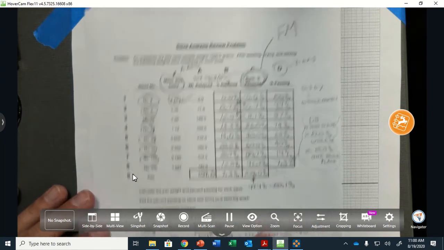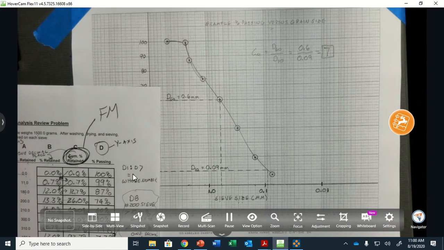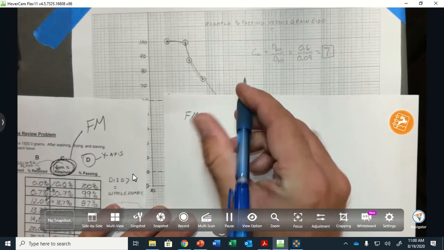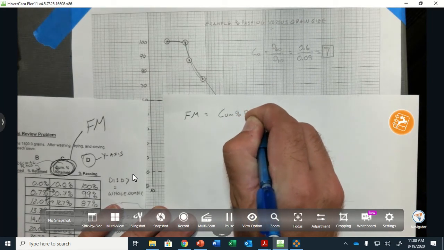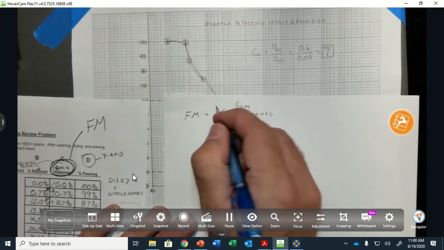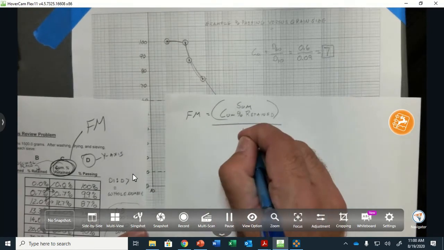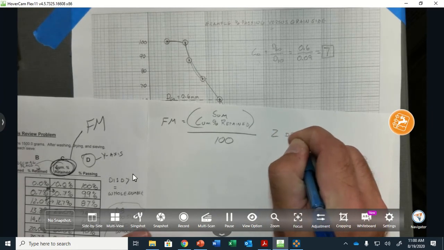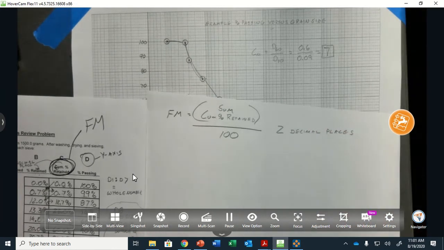Okay? So I'm going to just, let's see here, I'm going to use a separate piece of paper. Fineness modulus equals the sum of the cumulative percent retained of those certain sieves, which I just talked about, divided by 100, okay, and then 2 decimal places, okay? All right.